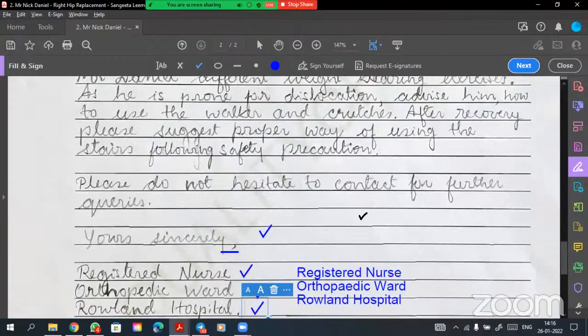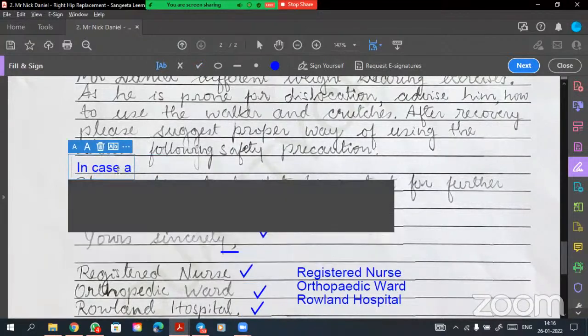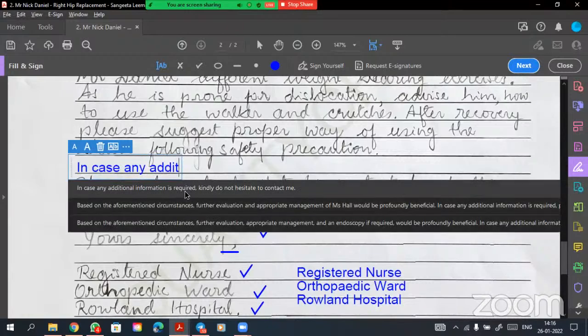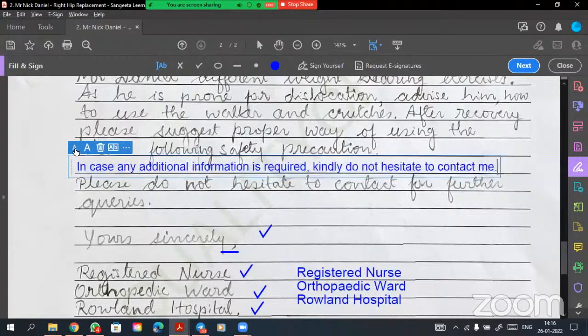Here you can write the last sentence like this: In case any additional information is required, kindly do not hesitate to contact me. That is better. Why should you leave any queries open? If you write that you want further queries, it means you did not inform clearly. Whatever is required, I gave you. Still, if you need anything, you contact me. That is the meaning. Don't keep the fault on your side. If you write like this, you have still left a chance for queries.